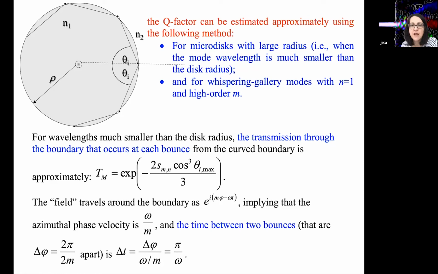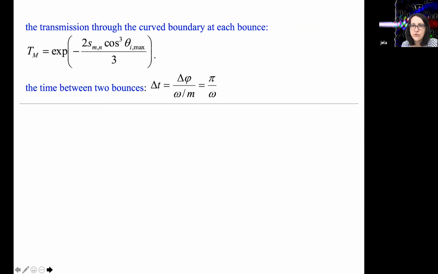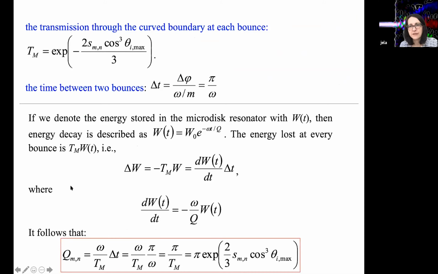And I'm doing all of that because I know that at each bounce from the boundary, there will be loss appearing, which is given by this particular expression. So how do I use all of that to find the Q factor? Well, I know that the energy of the mode, described by a particular frequency, would decay as initial energy times e to the minus omega t over Q, okay?